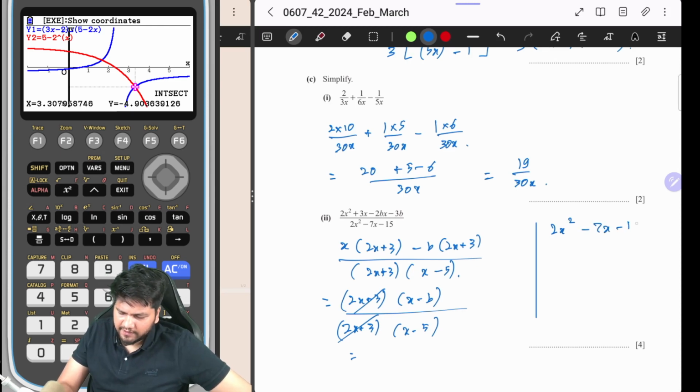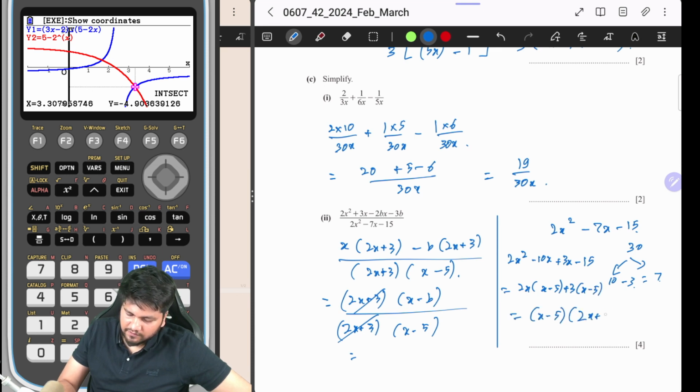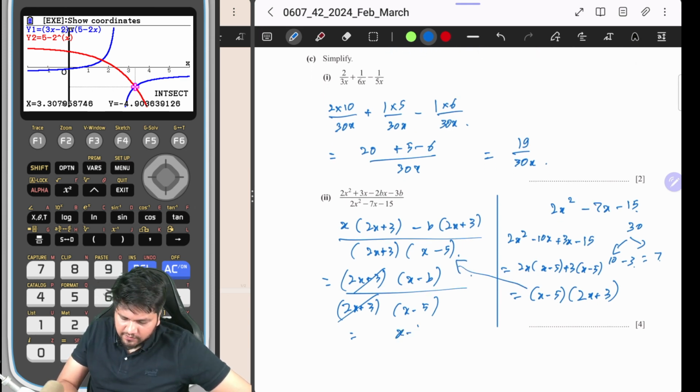So we are going to use splitting the middle term. We factorize 30 in such a way that the difference is 13 because of this minus. 15 and 2, so it's going to be 2x square minus 10x plus 3x minus 15. You take out 2x common, you get x minus 5. You take out plus 3 common, you get x minus 5. Then you take out x minus 5 common and you get 2x plus 3. That's what we got here. Now x minus 5 is your answer.